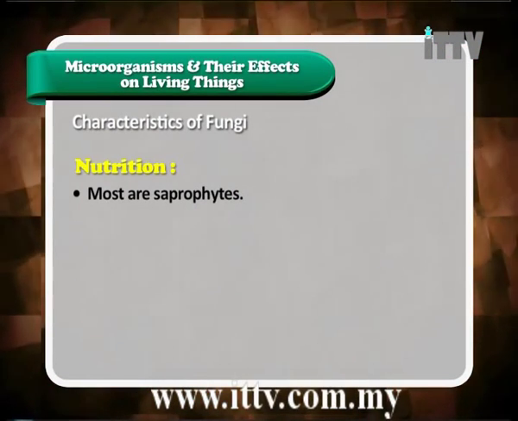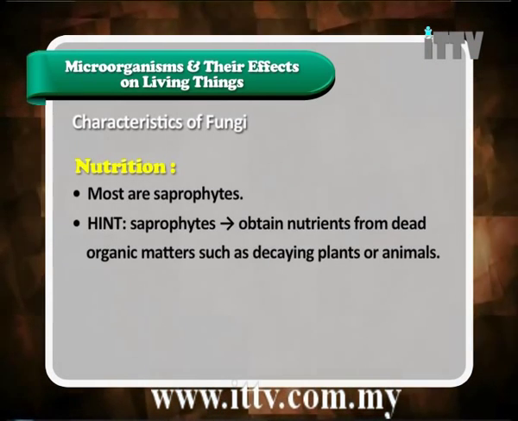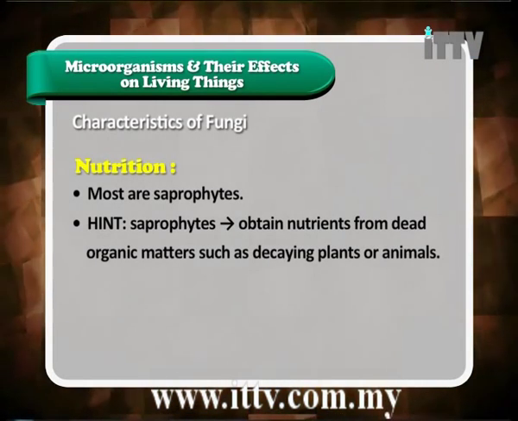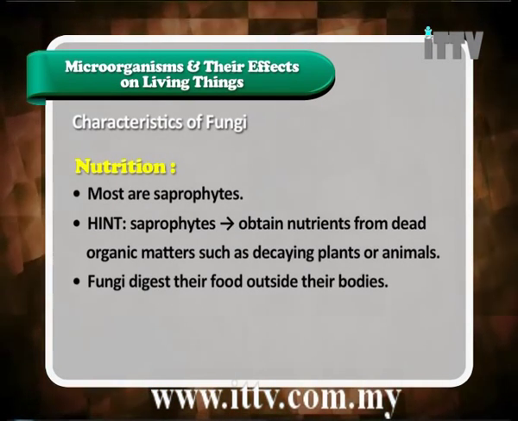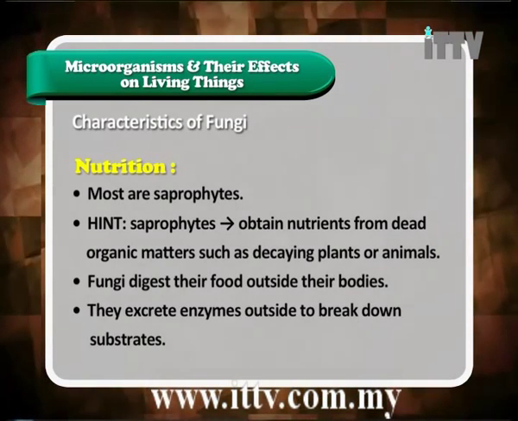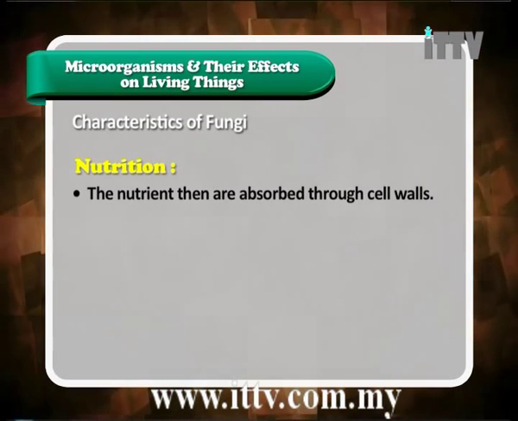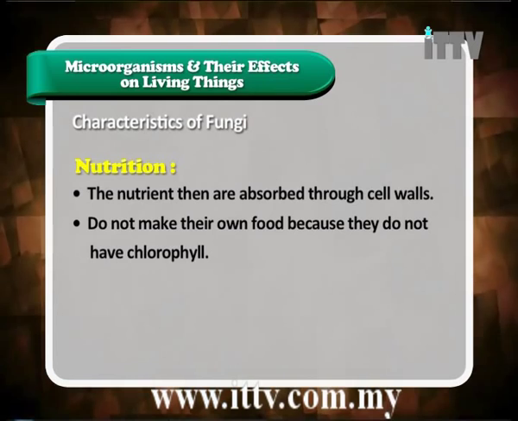Nutrition. Most fungi are saprophytes. This means that they obtain nutrients from dead organic matter such as decaying plants or animals. Fungi digest their food outside of their bodies. They excrete enzymes that break down substrates. The nutrients from the substrates are then absorbed through the cell walls. Fungi do not make their own food because they do not have chlorophyll. So fungi is a saprophyte. And as we have learned earlier, saprophytes come from dead living organisms.